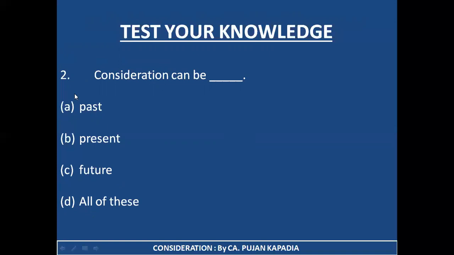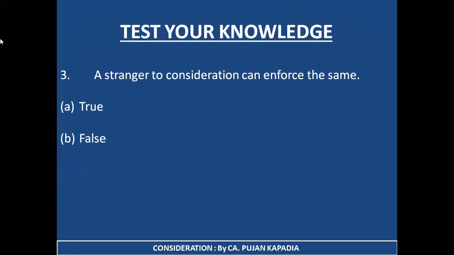It can be past, where before the date of the promise you have done your activity. It can be present, where we are doing both things simultaneously, and it can be future, where both things are going to take place at a future date. So the correct answer is option D, all of this. The third question is: a stranger to consideration can enforce the same. We had already studied this in the example of daughter, father, and uncle.